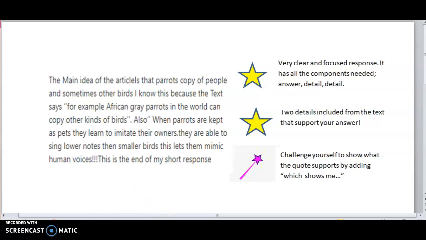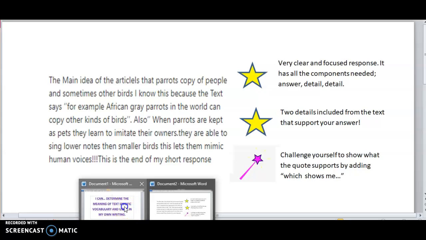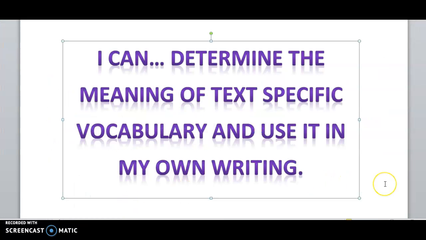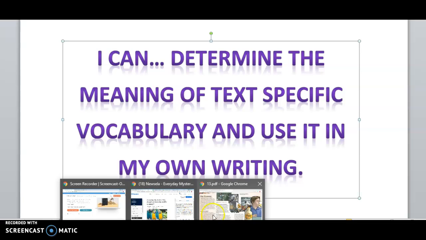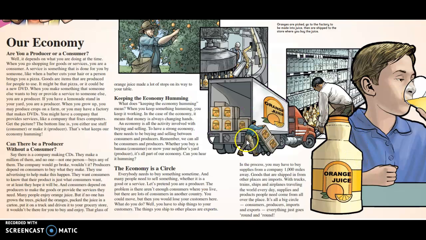Let's have a look at today's I can statement. I can determine the meaning of text-specific vocabulary and use it in my own writing. Okay, so we're going to learn some new words. They're text-specific. You might not use them all the time, but you'll know what they mean from the article that we're going to read, and then you're going to challenge yourself to use them in your own writing. All right, let's have a look. Let's have a read. Challenge yourself to read along with me out loud. It will make us all better readers.